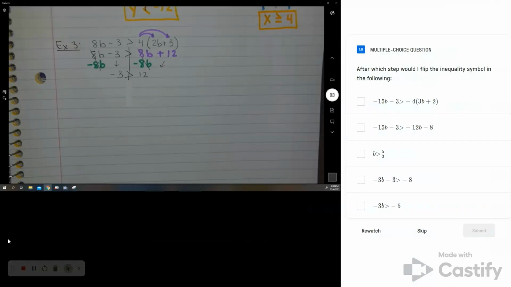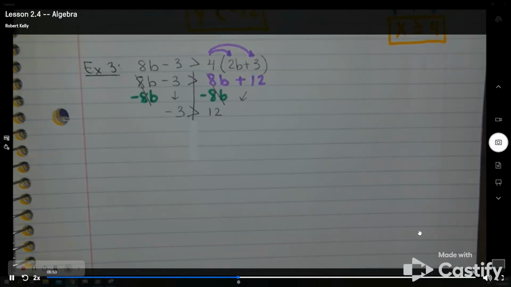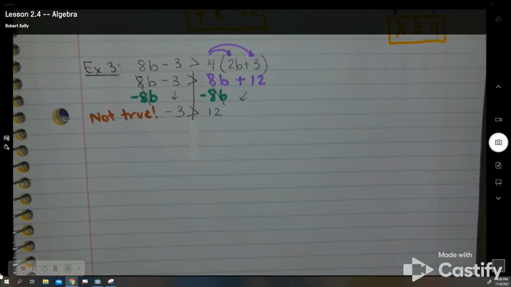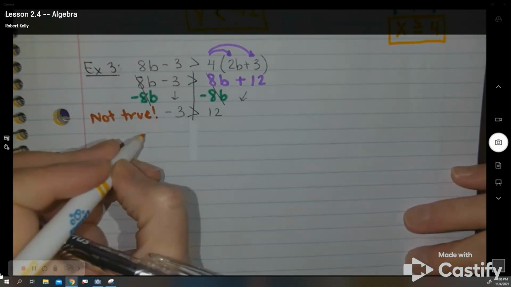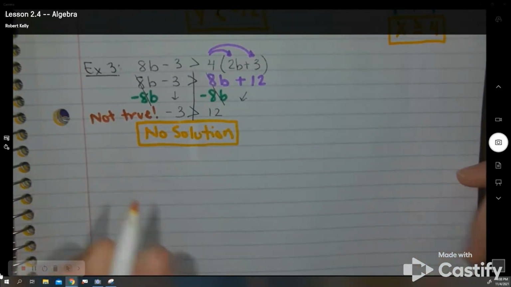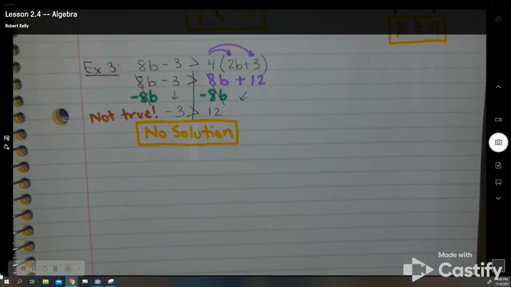So when I look at this, negative 3 is greater than 12. Is that a true statement? No, this is not true. Because it's not true, we would say that this would be no solution. So we're looking to see, is this a true statement or not a true statement? Negative 3 is not greater than 12, so this would be no solution.